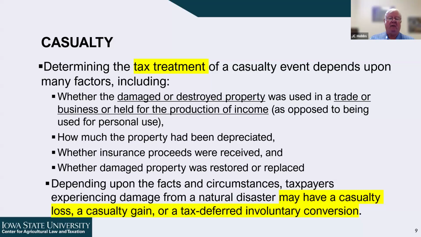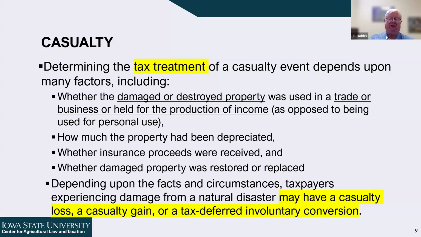We'll also look at how much the property had been depreciated. Machinery and equipment, breeding animals that we purchased. You buy them, you're allowed depreciation deductions against that. So what is the tax basis? Because that helps us to determine what the amount of the tax loss will be. If there's insurance proceeds that were received, those have an impact, and whether the damaged property was either restored back to use or it was replaced. So all those items have an impact on the tax treatment.